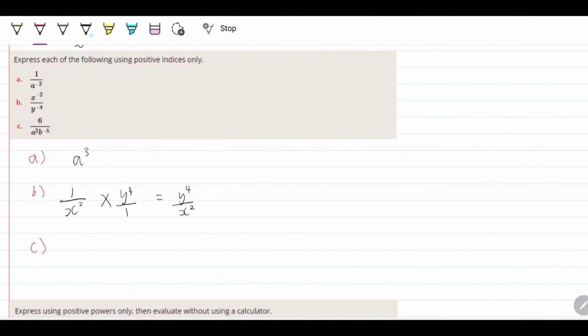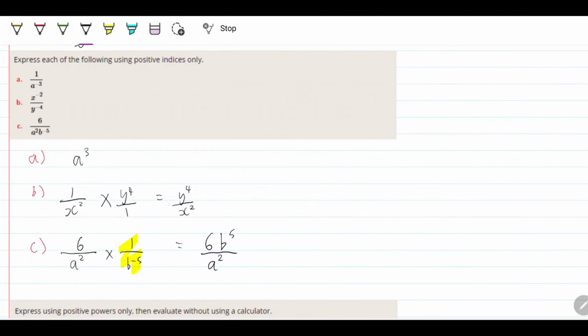Example C is asking us 6 divided by a squared b to the minus 5. In this question, we can separate this into 6 over a to the 2 multiplied by 1 over b to the negative 5. Remember that we can convert this to a positive indice by making it b to the positive 5. So this becomes 6b to the positive 5, bringing it up top, divided by a to the 2.